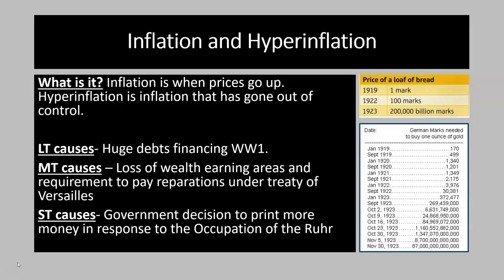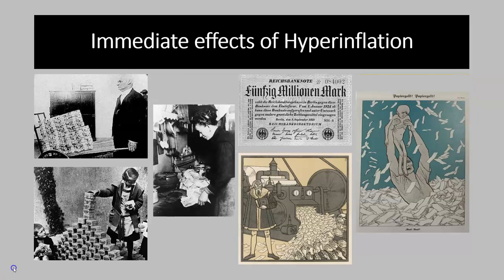One of the best illustrations of hyperinflation is looking at the price of a loaf of bread, since this was a main staple part of the diet of the workers. In 1919, it would have cost you 1 mark for a loaf of bread, but just look at that insane price by 1923. During hyperinflation, normal living became impossible.